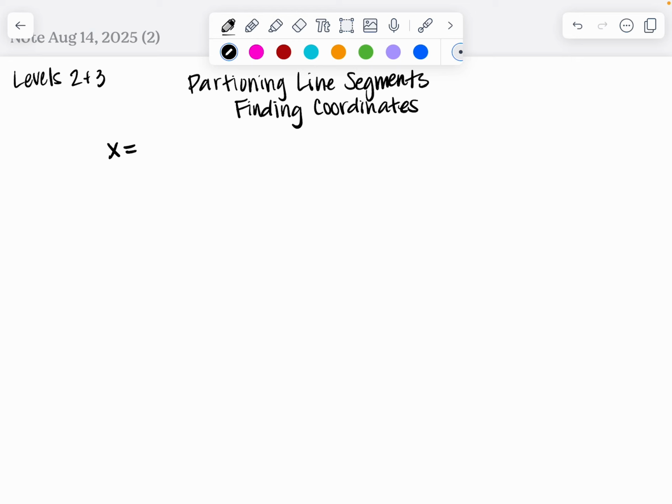So to find x, we still use the same formula, k times x2 minus x1 plus x1. And then for y, we'll use k times y2 minus y1 plus y1.